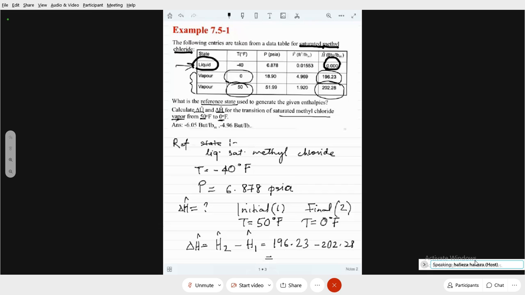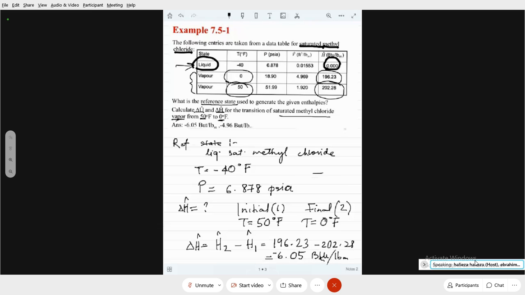The unit is BTU per pound. The answer from the textbook is negative 6.05. Can anybody double check the calculation? Yes, it's correct, BTU per pound. Thank you. That's the English unit. That's the answer for your difference in enthalpy.